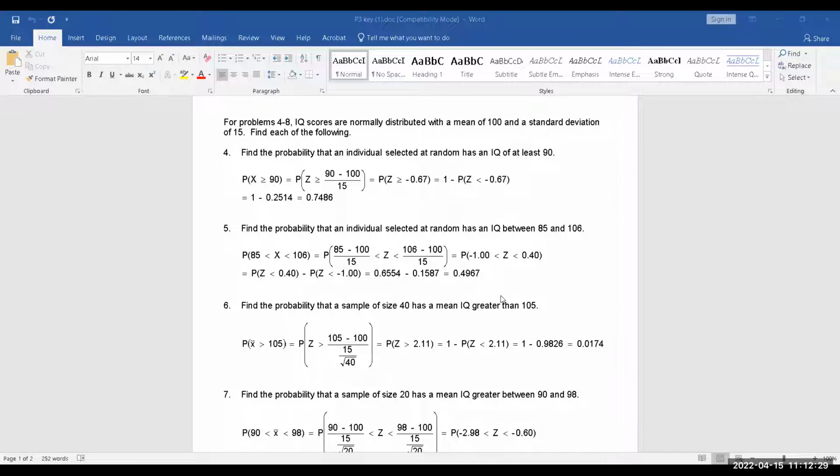And so what we did was we changed our 90 into a z-score of negative 0.67. But because I wanted bigger than that, I had to subtract that from 1, as you can see on the screen there. Okay, so that's pretty safe.